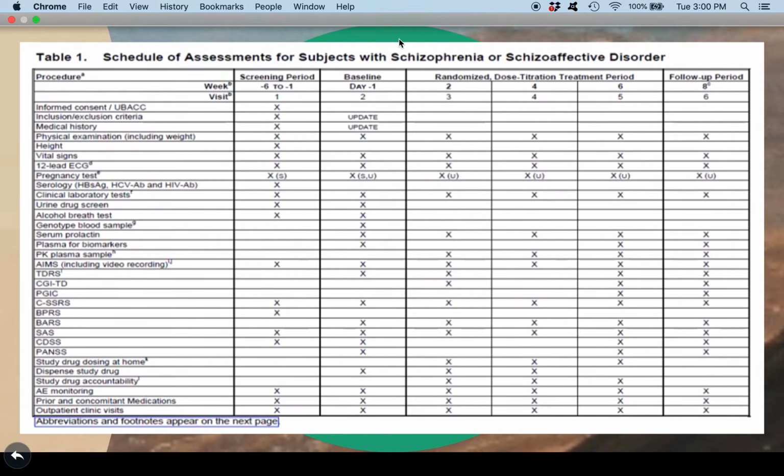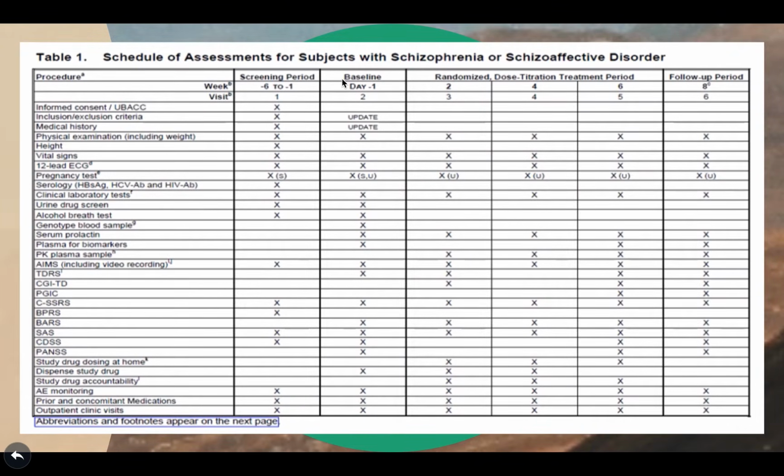Okay, so this is an example of a schedule of assessments for a study. So see, you have the screening visit, you have the baseline visit, you have visits 3, 4, 5, 6, and then the follow-up, okay? Then you have X's next to all these assessments. That's what's done at those visits. So you know if I'm creating the screening source, everything that has an X, I'm making sure it goes on the screening source.